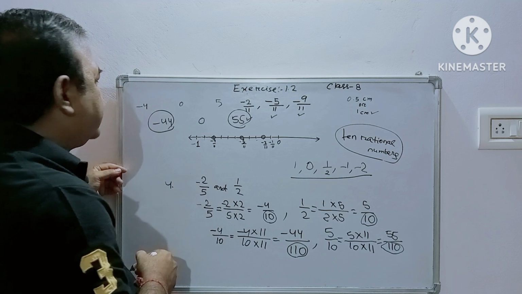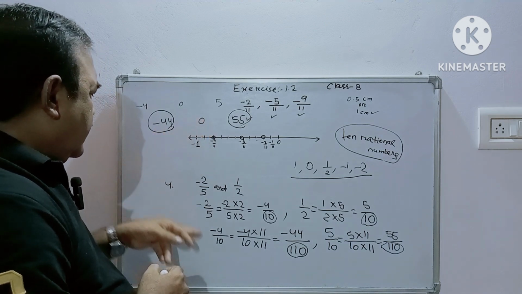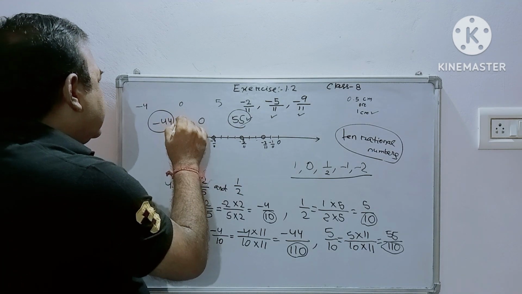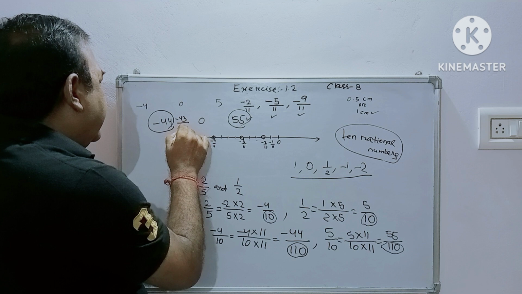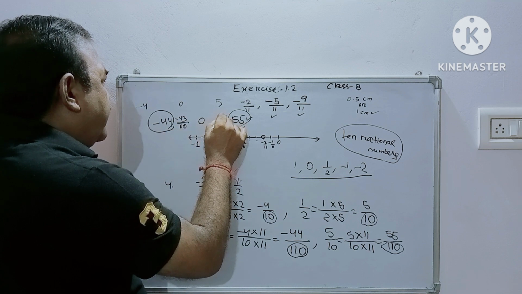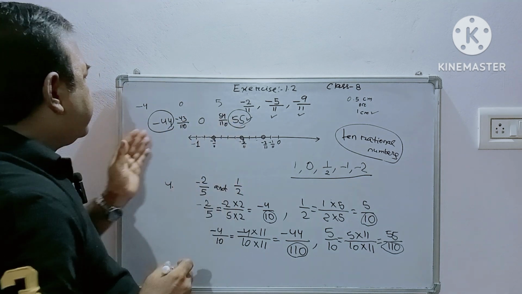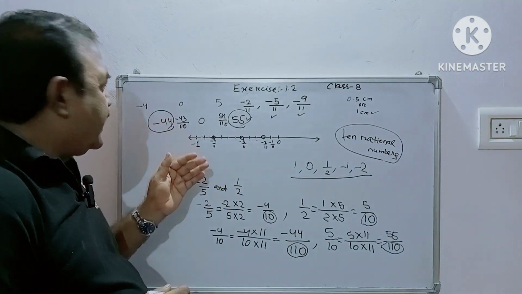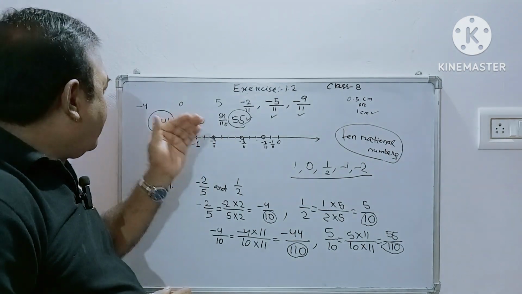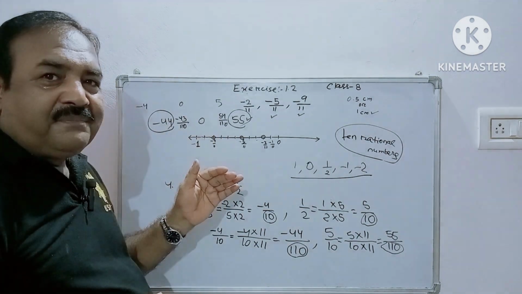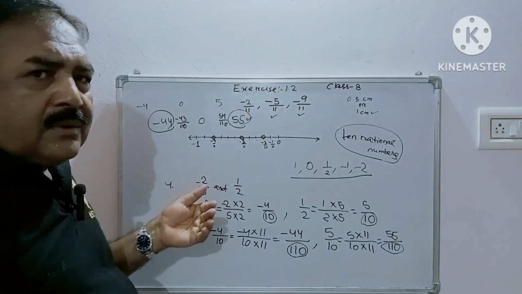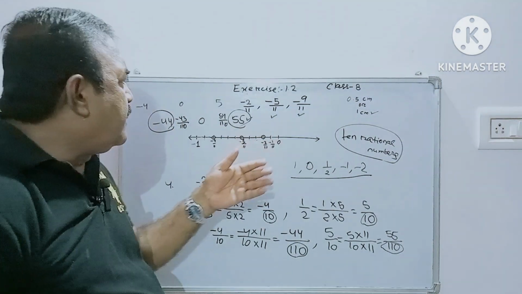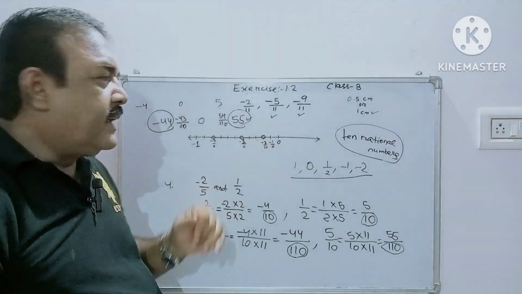It will not go. We will not take minus 44 upon 110 or 55 upon 110. No. Minus 43 upon 110 to 54 upon 110. Minus 43 upon 110, minus 42 upon 110, minus 41 upon 110, then through minus 1 upon 110, then 0. After 0 we also calculated 0. After 0, 1 upon 110, 2 upon 110, 3 upon 110, up to 54 upon 110.